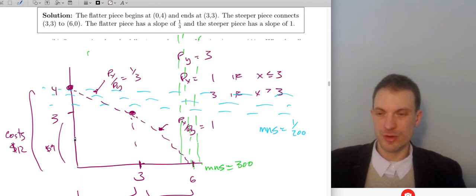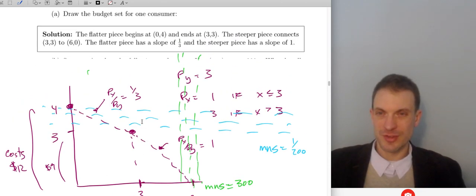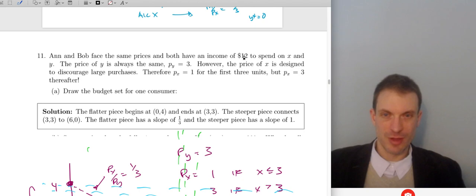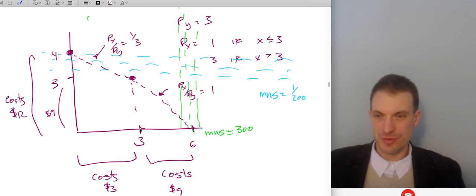Okay, then what you want to do is find the expenditure to get to the kink. Here the price changes after 3. So it's $1 for the first 3, so it's going to cost me $3 to reach the kink. Now, how much money did I have available? I had $12 available. I now have $9 left over. With those remaining $9 from here, I can buy good Y. I can buy 3 of them. That's going to cost me $9. That gets me to here.